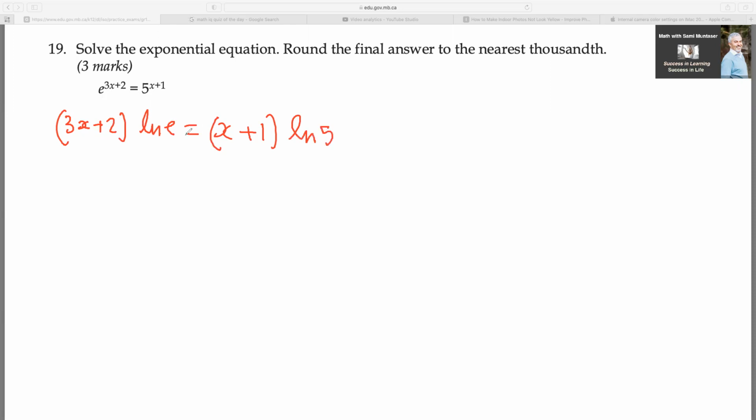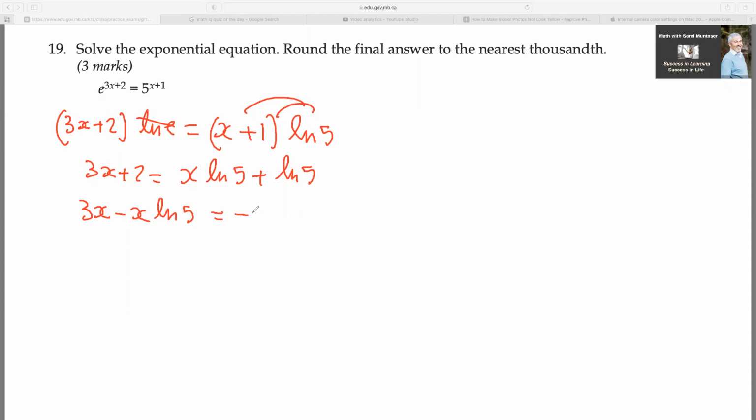So basically we ln both sides, then we brought the exponents down. Now, ln e is 1, so I'm just going to cancel that. So I have 3x plus 2 equals x ln 5 plus ln 5. All I'm doing is just distributing the ln 5 into the x and plus 1. Now I'm going to bring everything that has x's to one side. So I have 3x minus x ln 5 equals, I'm going to move the 2 to the other side, so it becomes -2 plus ln 5.